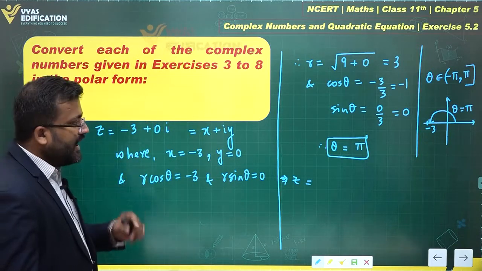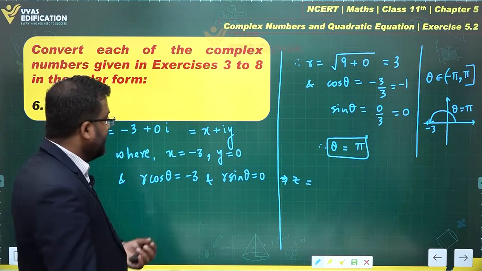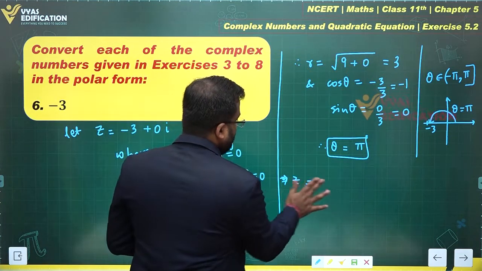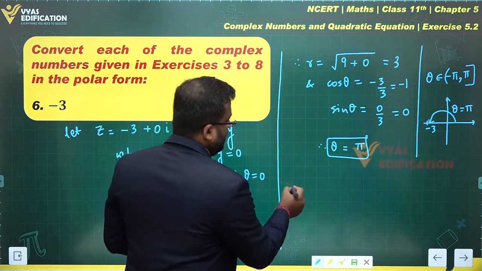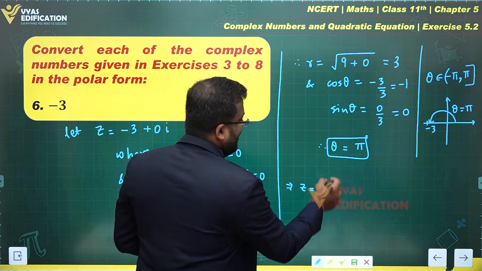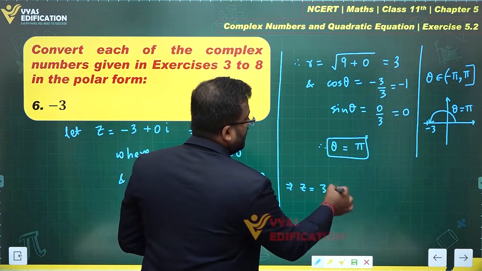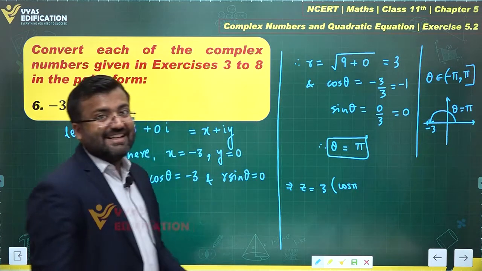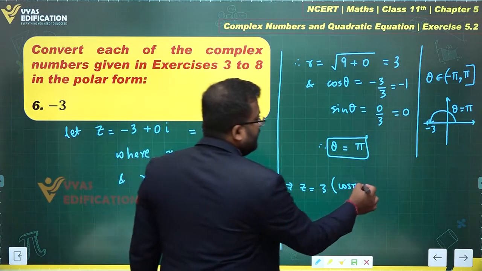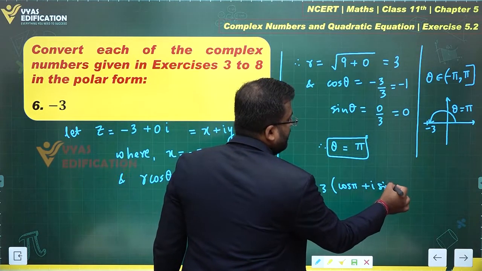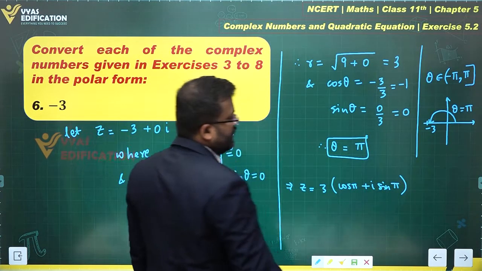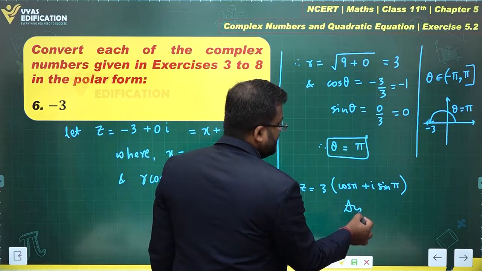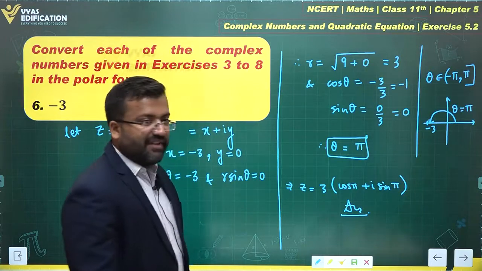Z is equal to r times cos theta plus i sin theta. Now r is 3. Z equals 3 times cos theta, theta is pi, cos pi plus i sin pi. This is what I'll be getting, and yes, that is my final answer for this question over here. This is my final answer. Yes.